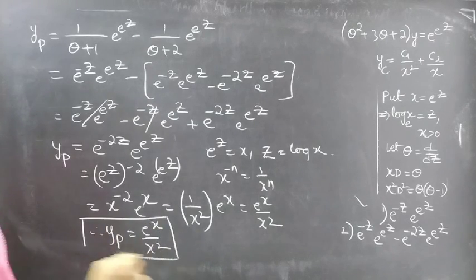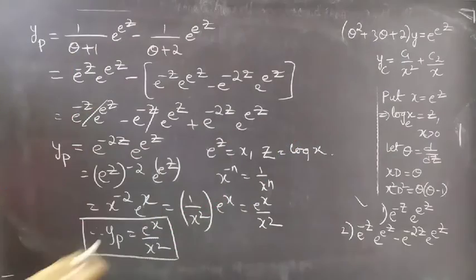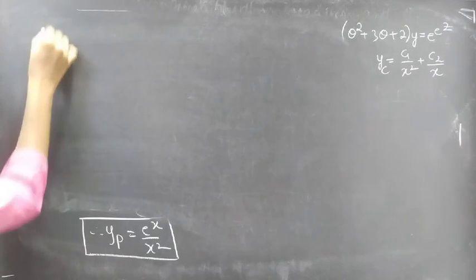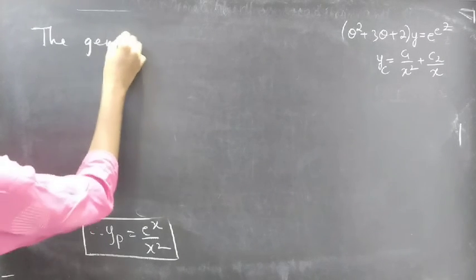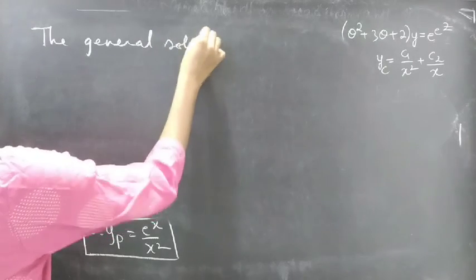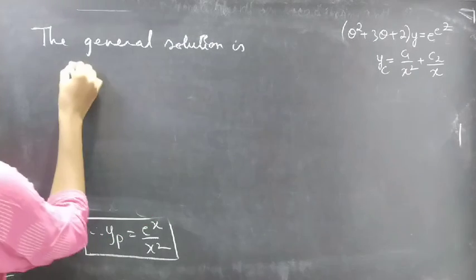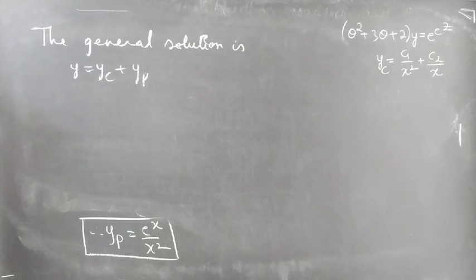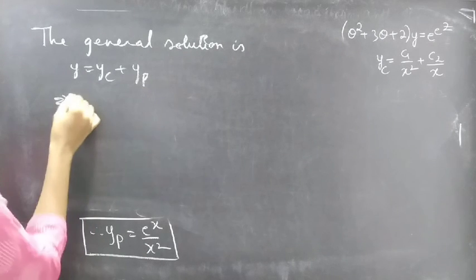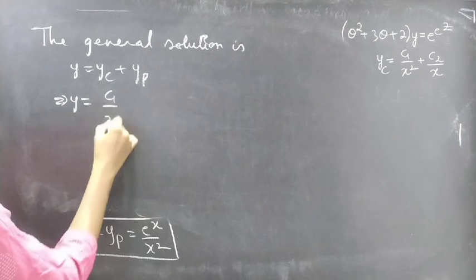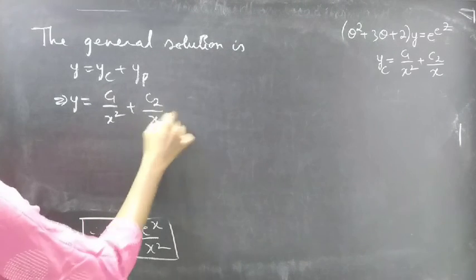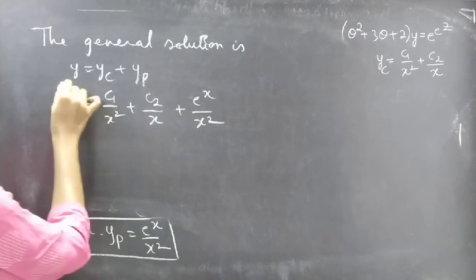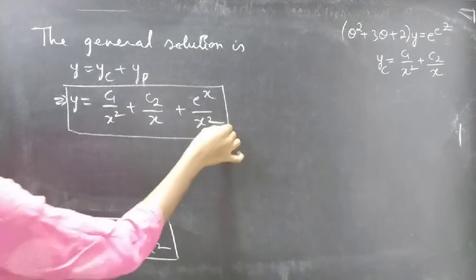So we got yp and yc. Let's now write the general solution of the given differential equation. The general solution is given by y equals yc plus yp. Then y equals yc, which is c1 by x square plus c2 by x, plus yp, which is e power x by x square. So this is the required solution.